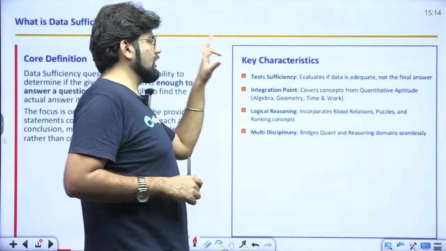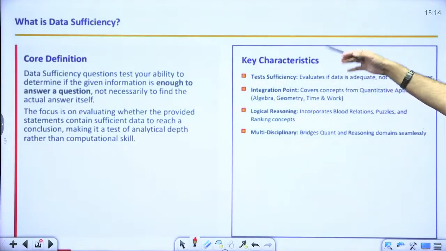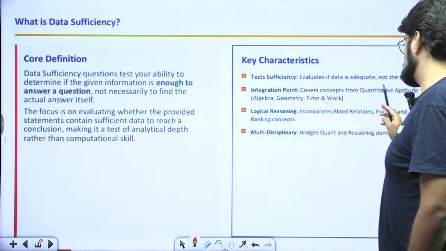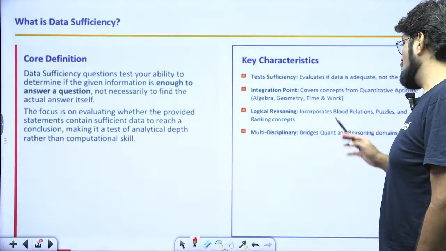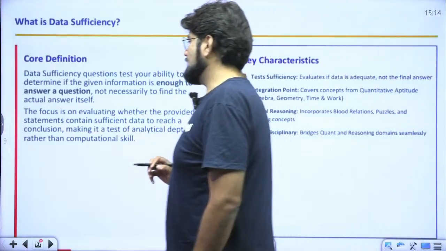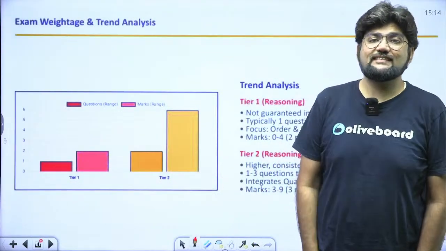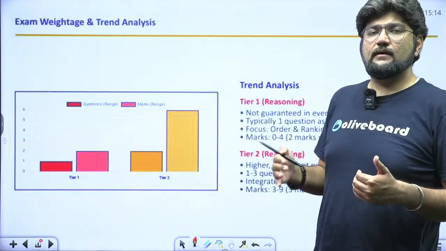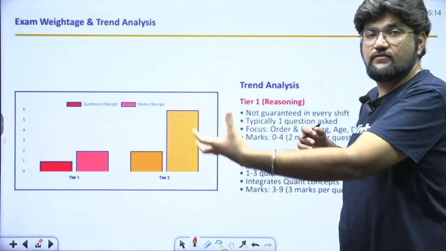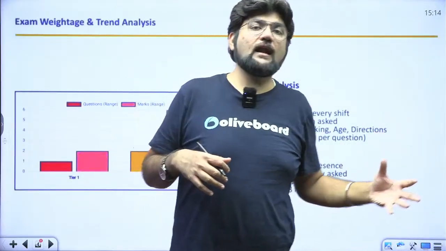And so what are the characteristics? What are the important points? It tests your sufficiency. It's an integration point, like I told you, for multiple subjects can be clubbed together here. For logical reasoning, we have topics like blood relation, puzzles, ranking concepts. And for quant, we can have algebra, geometry, time and work, anything. Okay, so that's the main purpose of this topic, that it will test your sufficiency skills. So it's a good bridge of a gap between your critical reasoning concepts, where you're actually finding conclusions, inferences, you're deducing everything, you're analyzing the statements in depth, and your regular analytical reasoning.